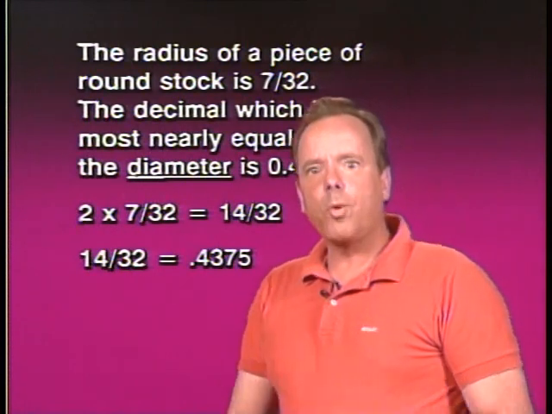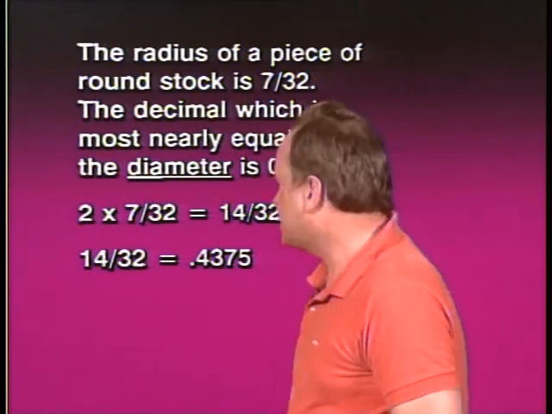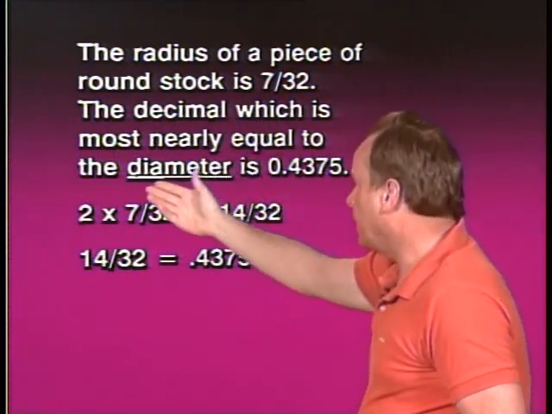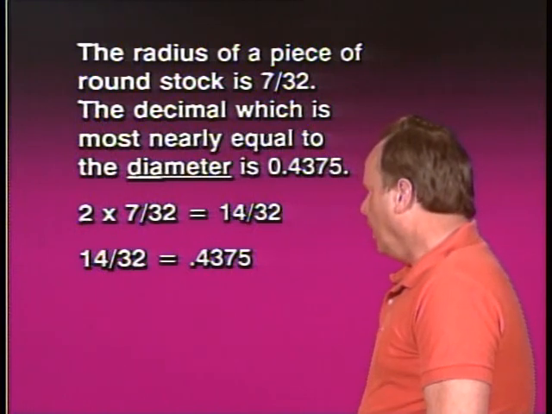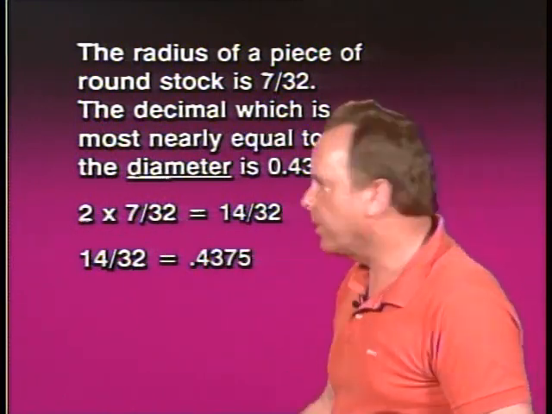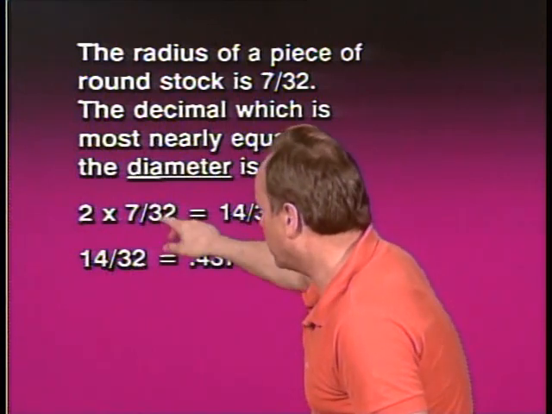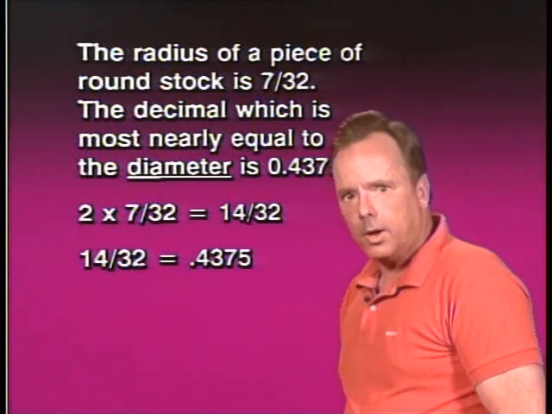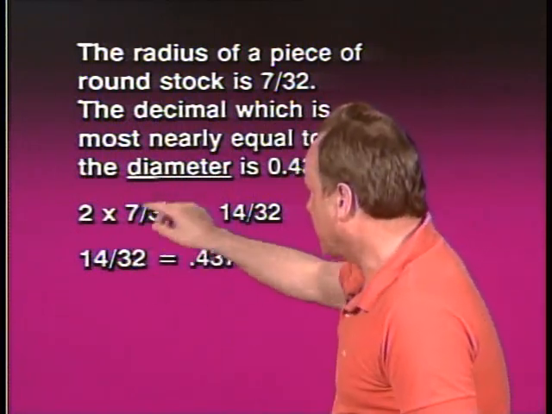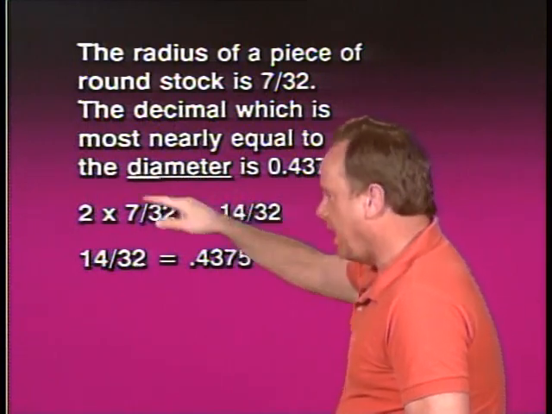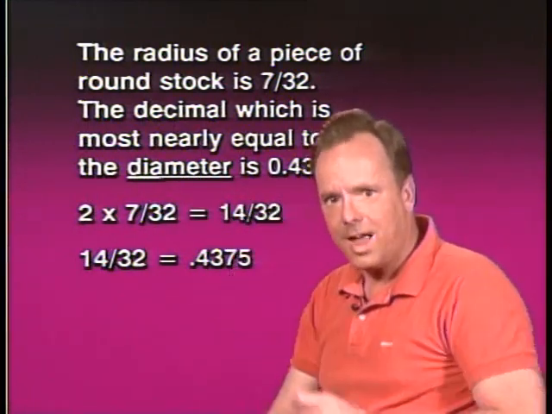All right, now let's take a look at another one. The radius of a piece of round stock is 7/32. Now the decimal which is most nearly equal to the diameter is what? Well, first of all, let's take 2 times 7/32, and you multiply the numerator by 2. Don't leave the denominator alone, and that becomes 14/32. Remember, the diameter is twice the radius. So the diameter is all the way across, radius is halfway across.